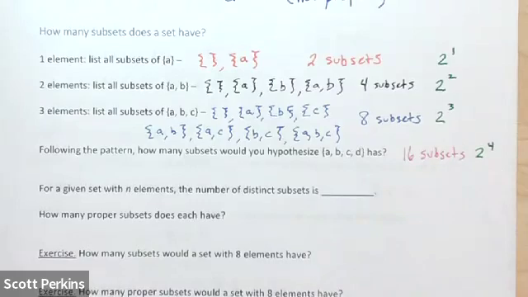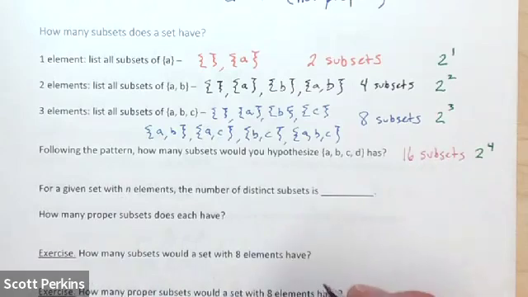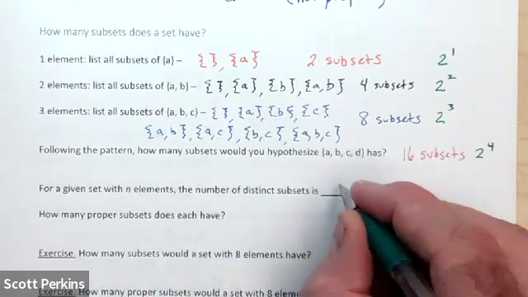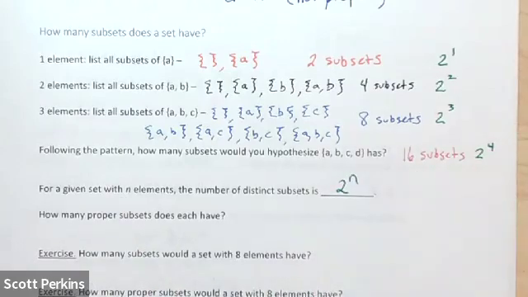So here's the general statement. If you have n elements, n is just a number, any number, the number of subsets is going to be what? Do you think? Perfect. 2 to the n power. Yes. Love it.